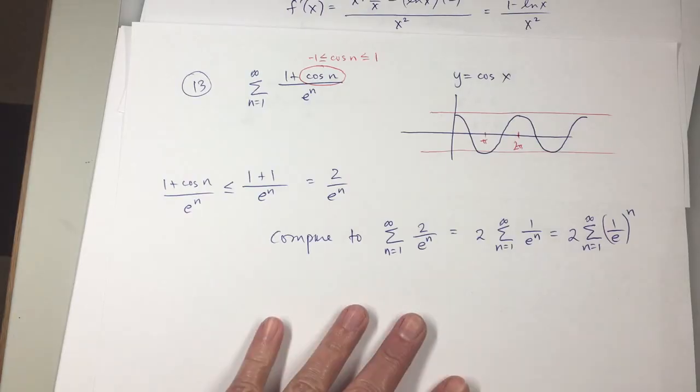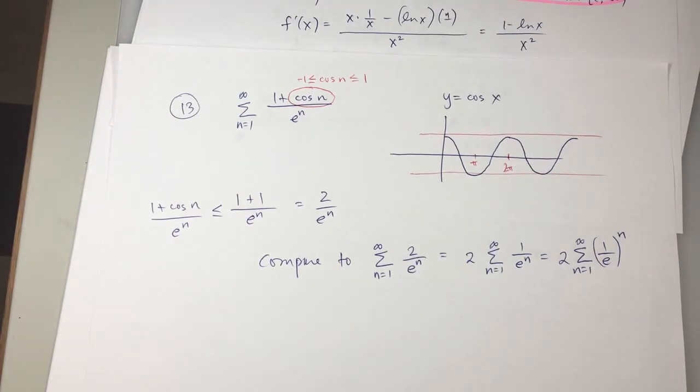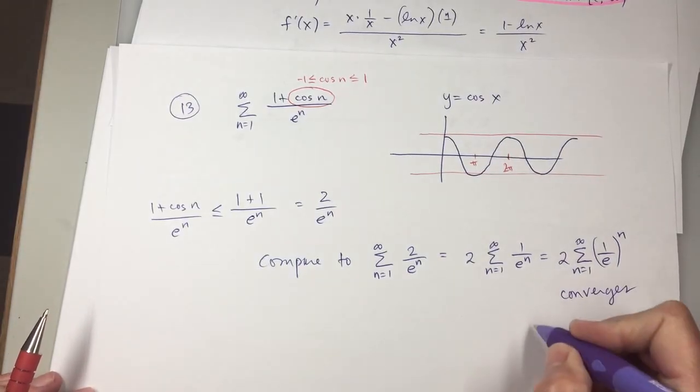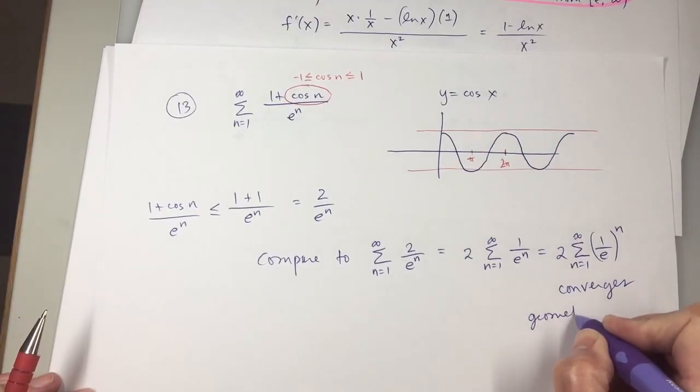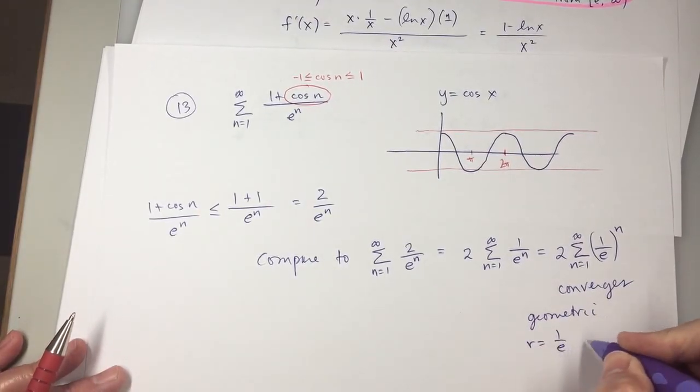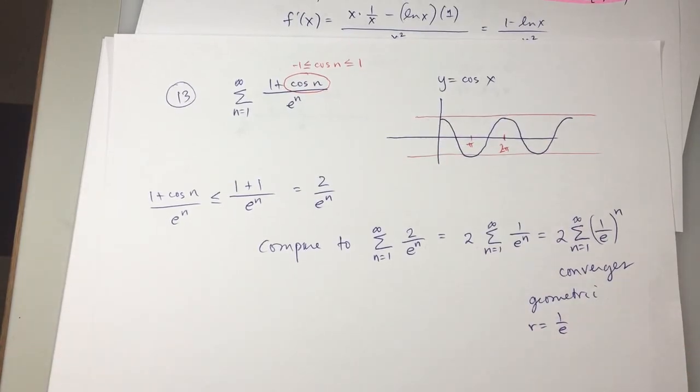So my comparison, I would compare to this guy that I know converges. Converges, geometric. R equals 1 over e, which is between -1 and 1. I just shouldn't say less than 1, but it's between. It fits the area where R needs to be to converge.